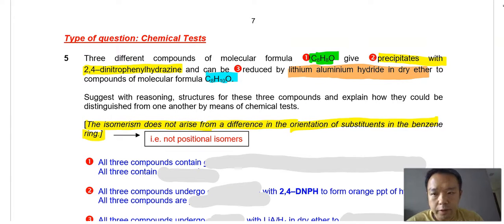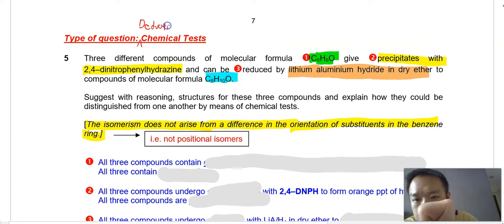Alright, moving on to question 5 of the Carbonyl tutorials. Question 5, it's a chemical test question together with a deductive question. Okay, so we take a look at the question.